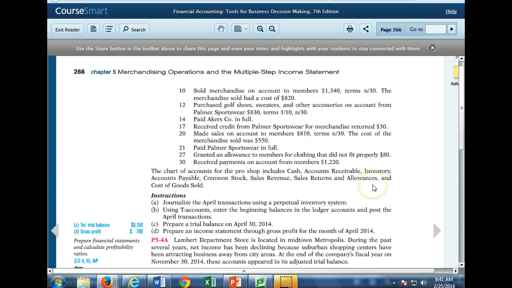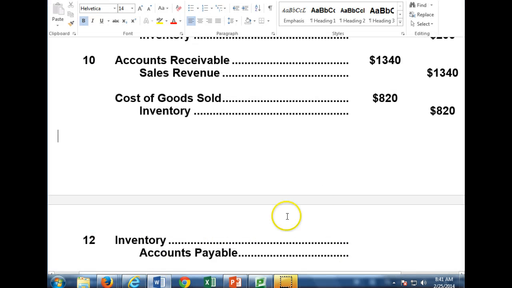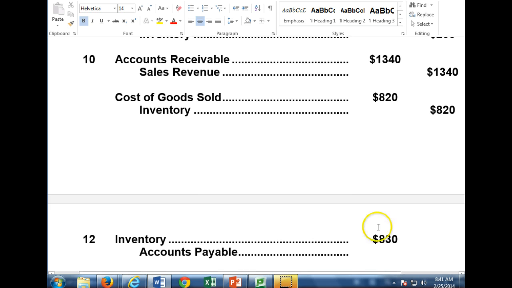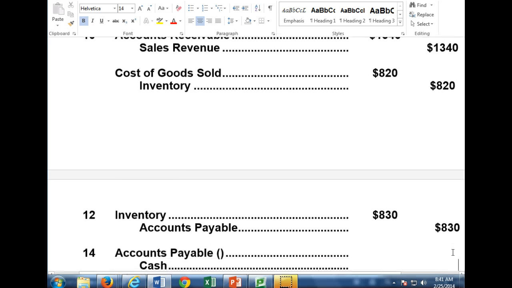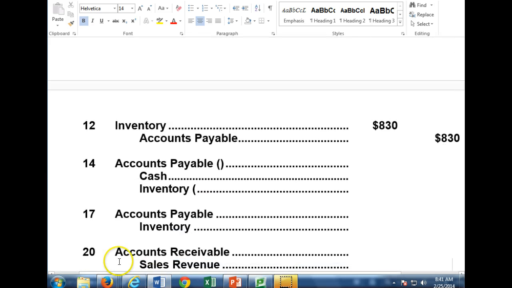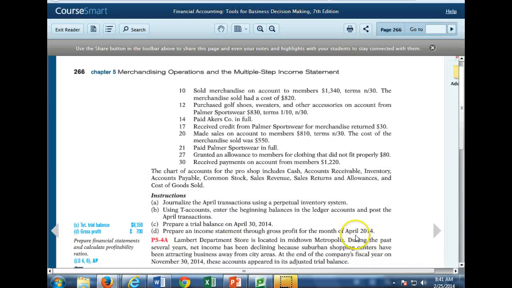Purchased golf shoes, sweaters, and other accessories on account from Palmer Sportswear, $830. Terms 1/10, net 30. What are we going to do here? Our inventory increased by how much? $830. And we're going to owe them now $830, right?